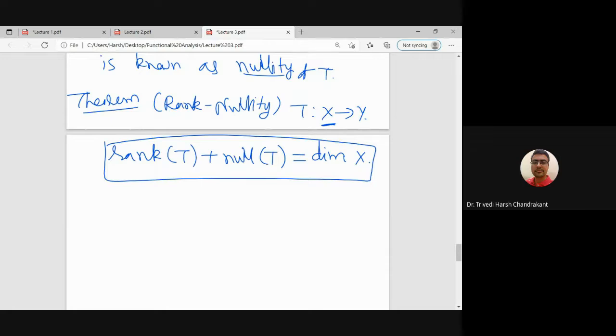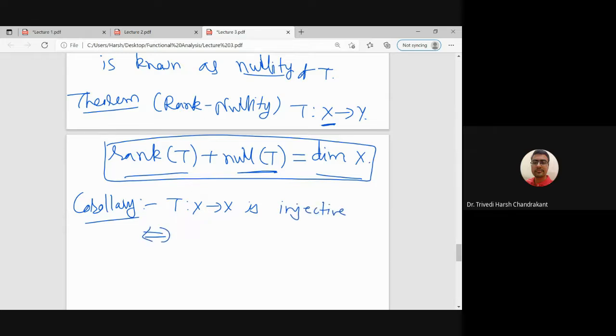This result has a simple corollary. Whenever the null space is 0, the dimension of the range and the dimension of X are the same, and in that case the map is onto. So T, a map from X to X, is injective if and only if T is an onto map.